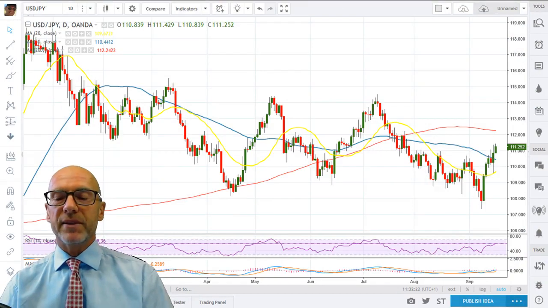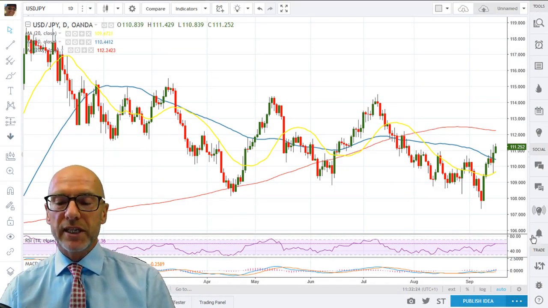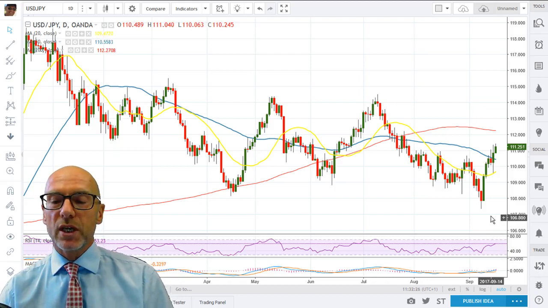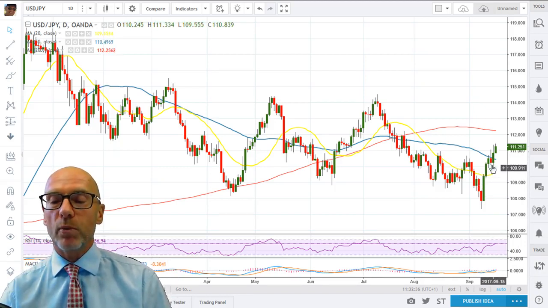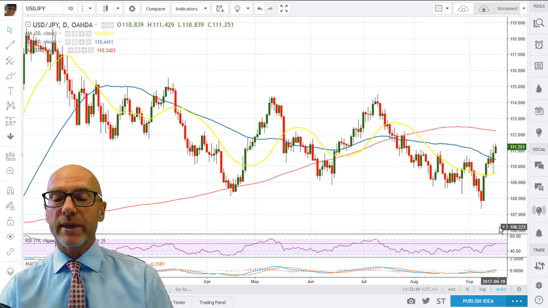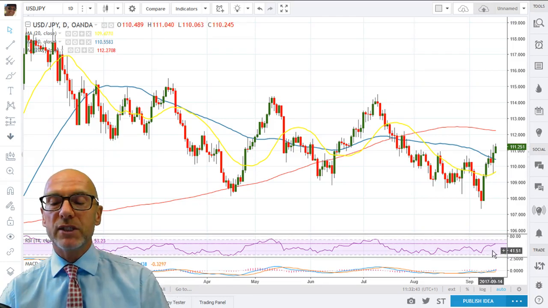So here we have the daily. You can see that we had the bounce. We've gone through the 20 and the 50-day moving averages. The 20 has now turned positive as it moves up and will give support on any pullback. The 50 is still moving downwards.